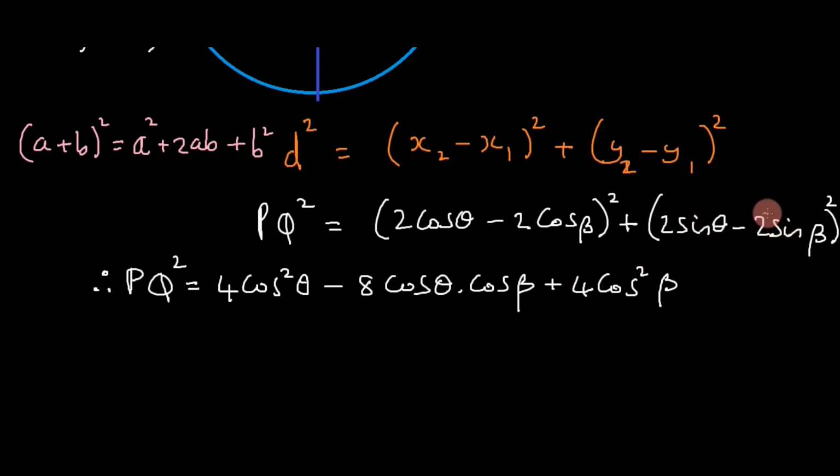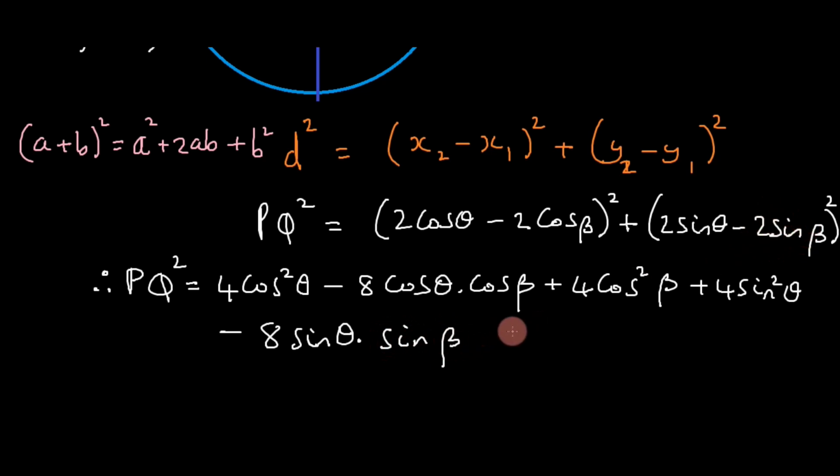Then we square out here as well, similarly. So the first term squared will be 4 sine squared theta. Then it's the first term times the second term times 2. So it's minus, and we're going to get 8 sine theta sine beta. And then of course the second term squared here will give 4 sine squared beta.